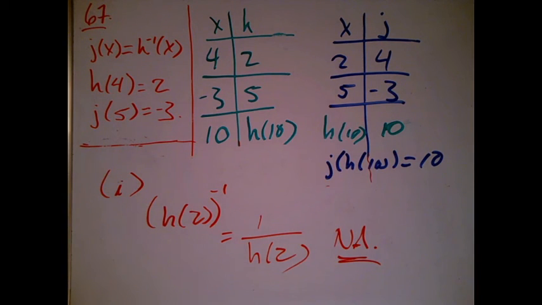And that is the famous number 67. It's not so much important for the test, although it might appear somewhere on it. It's much more important for the inverse function stuff that we will need when we do logarithms.